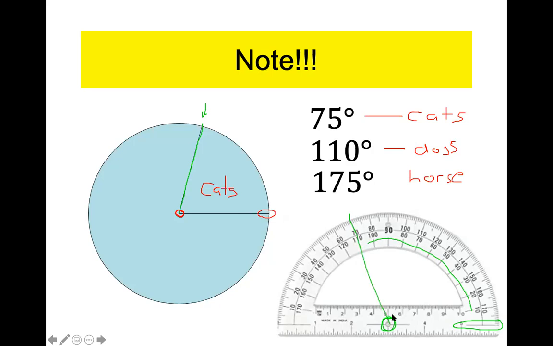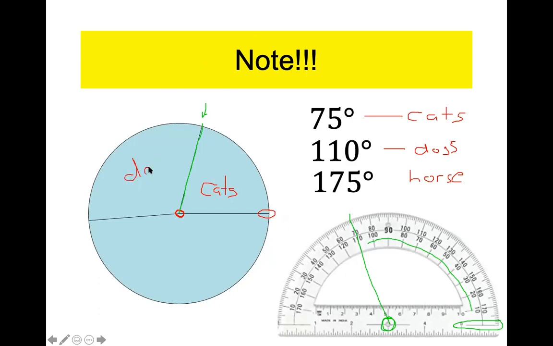But remember, you're doing this on the circle. So if I draw that line on the circle, remember my compass is there, I would wind up right there. So he said this was what? Dogs. So we would label this dogs.